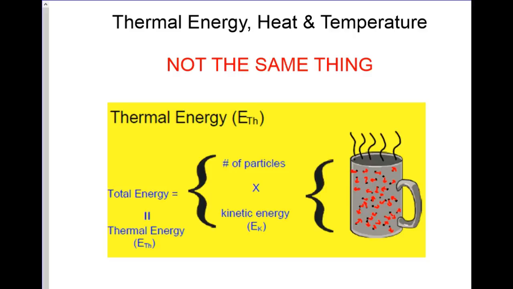In my coffee cup, I have some nice hot water predominantly with some coffee in it as I brewed it here. These red and black things represent water particles here. So if I talk about thermal energy, I'm actually talking about two things. I'm talking about how much movement each particle in this coffee cup has.